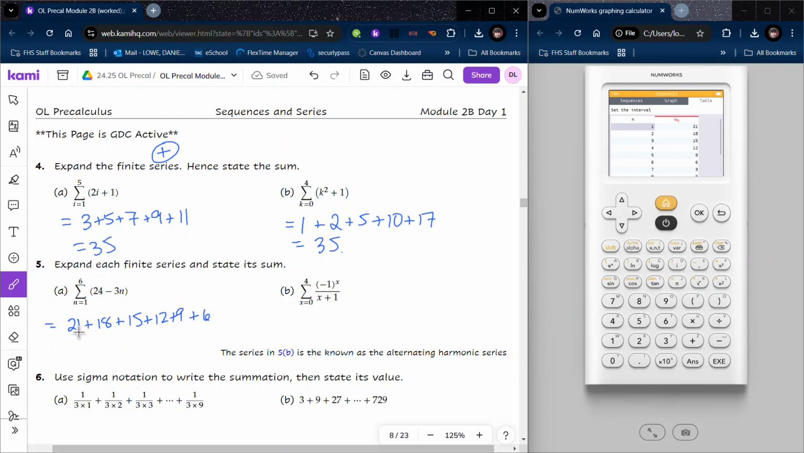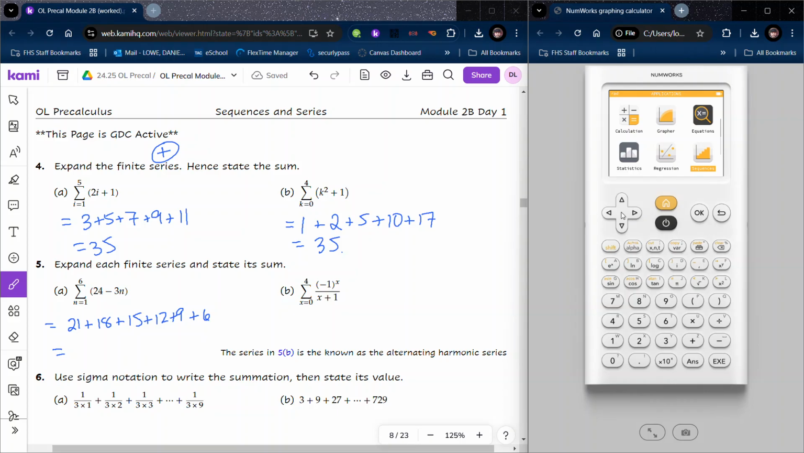So that's the summation from n equals 1 to 6. If I find that sum, we come back to our calculation, and we could always arrow over and copy a previous piece if we want to do it that way. We've got the summation of 24 minus 3 times my counter, and my counter is starting at 1 and ending at 6.